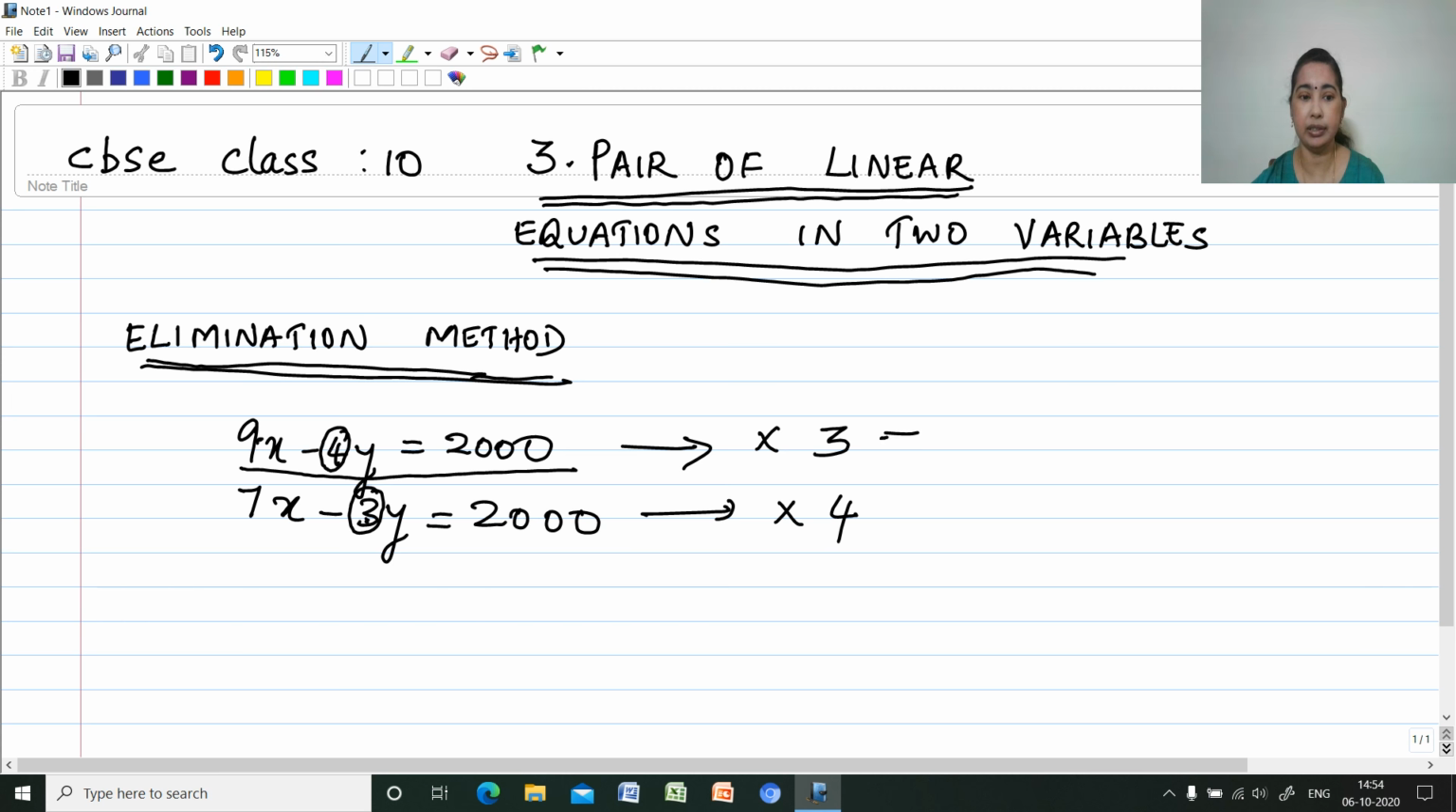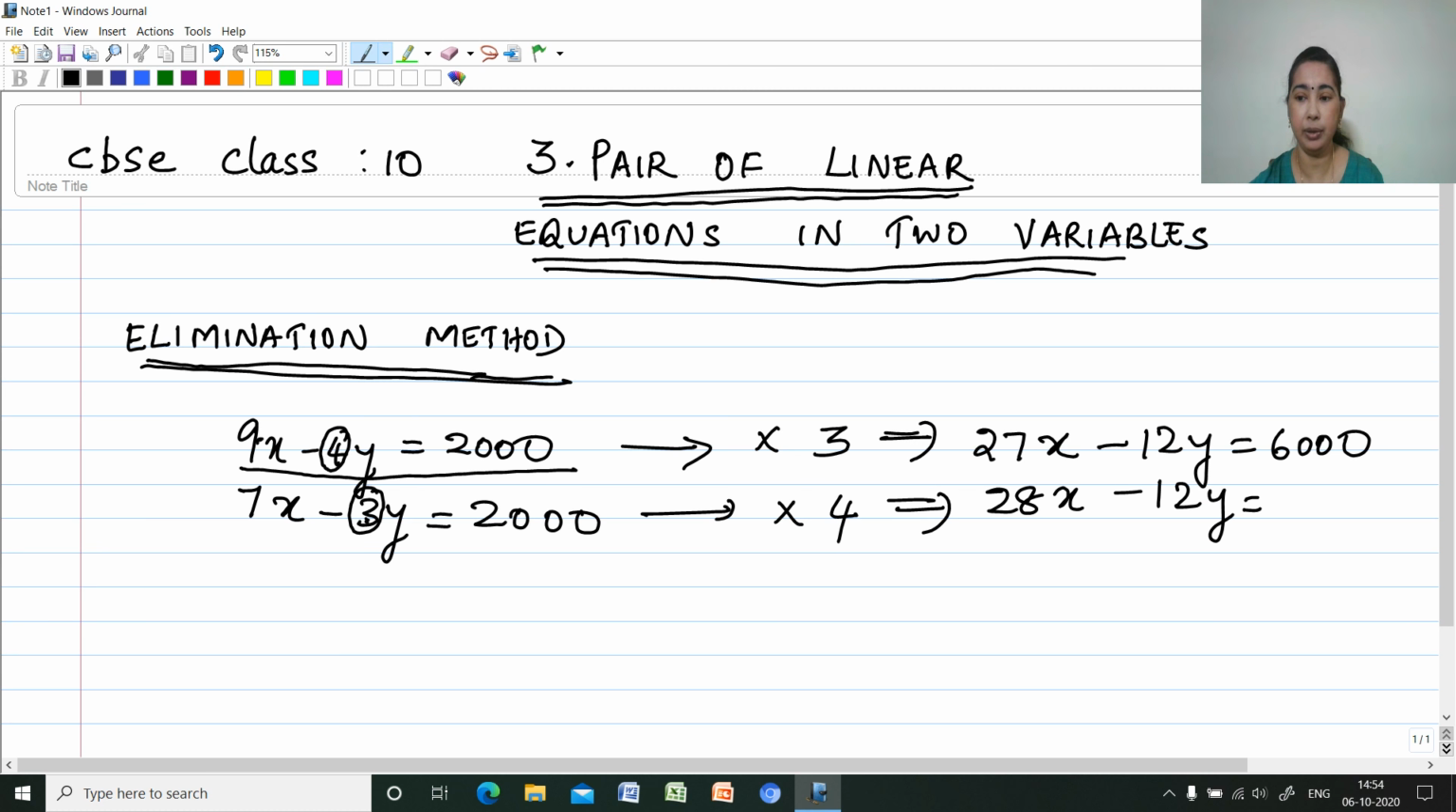So what we will get is 9 into 3 is 27, minus 4 into 3 is 12. So 27x minus 12y is equal to 6000. And the second equation, multiplying by 4, becomes 28x minus 12y is equal to 8000. Now we can solve the equations, as we got one variable the same.